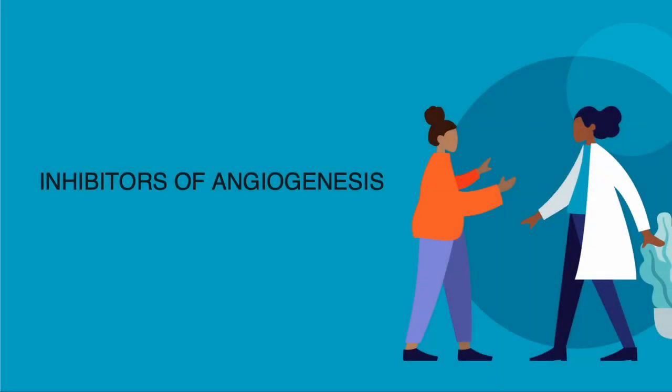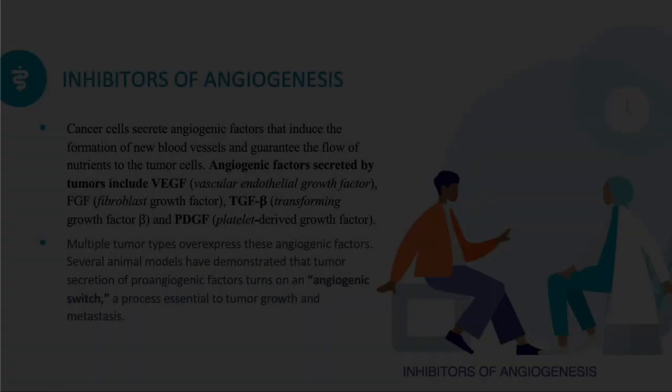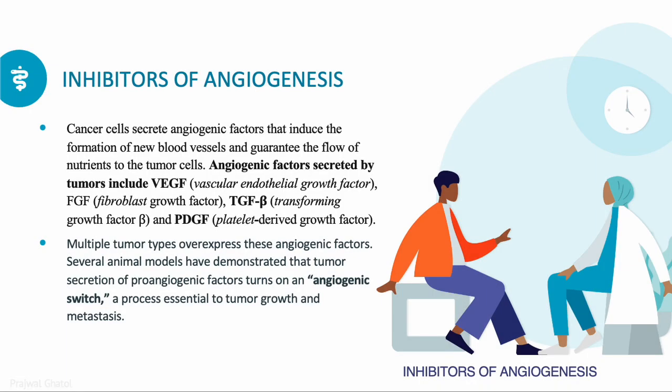So as we discussed, now let us proceed to inhibitors of angiogenesis. So what does angiogenesis mean? Angiogenesis means the formation of new blood vessels. These new cancer cells secrete angiogenetic factors that induce the formation of new blood vessels, and that guarantees the flow of nutrients to the tumor cells.